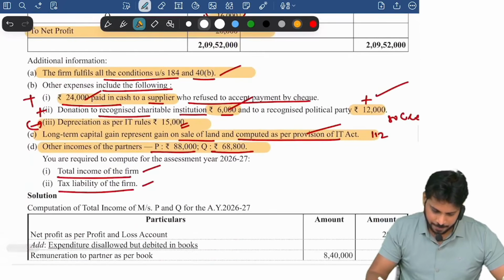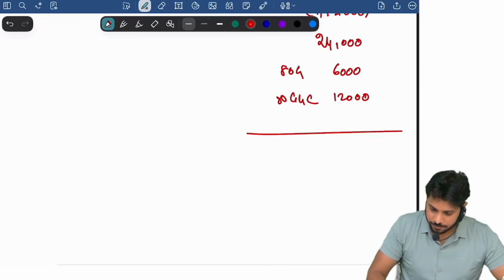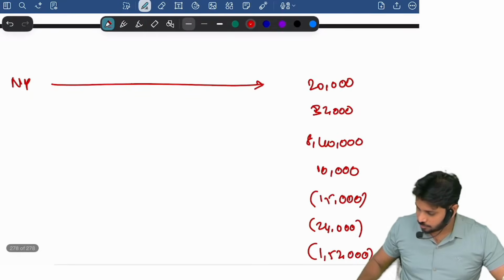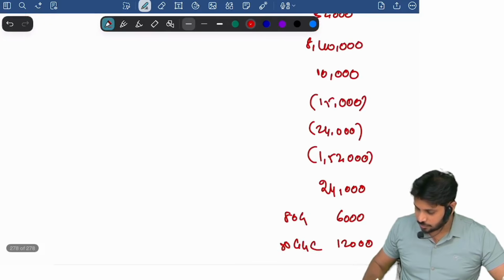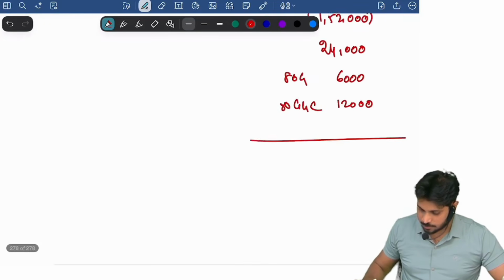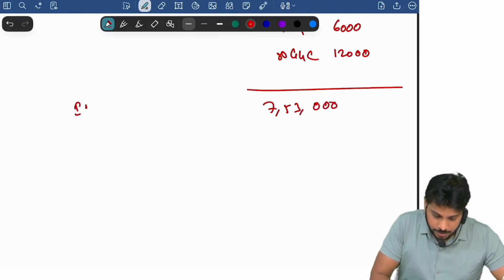Then you're required to compute total income. Yes, fine. Now income of the firm: 20,000 plus 32,000 plus 8,40,000 plus 10,000 minus 15,000 minus 24,000 minus 1,52,000 plus 24,000 plus 6,000 plus 12,000 is equal to 7,53,000. This is the income of the firm before interest, before remuneration.